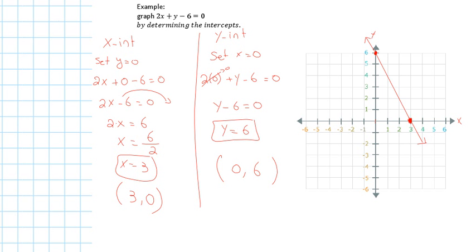So this is one way to graph, is to find your x-intercept, to find your y-intercept, put them on the graph, draw your line. Okay? Now, yeah, this is done.